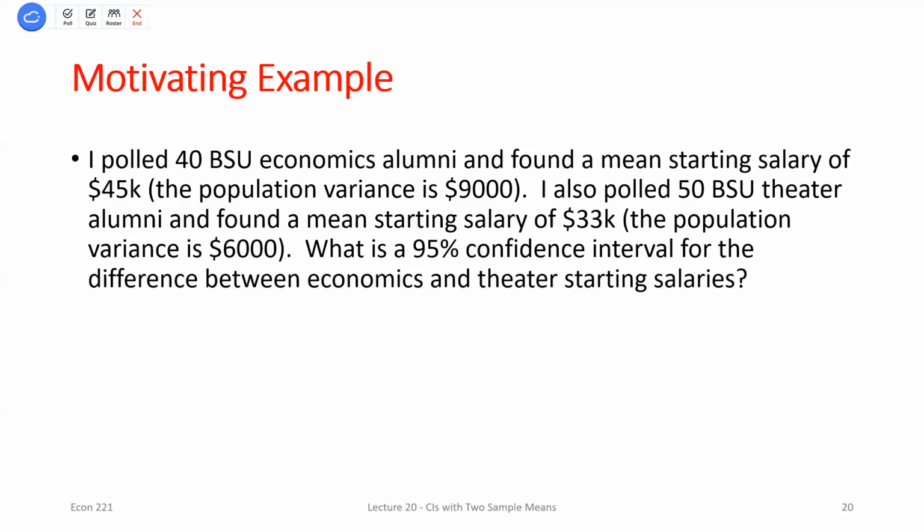We'll look up the z-value in a second, but plugging in the additional things I know, I need to take the square root of each group's population variance. So the first group's was 9,000. The second group's was 6,000. And my two sample sizes were 40 econ majors, 50 theater majors. So notice here, we don't have to have the same sample size from each group. A lot of the times we will, just to keep it balanced, but it's not always the case, depending on who we could get to be part of our survey or respond to our survey.